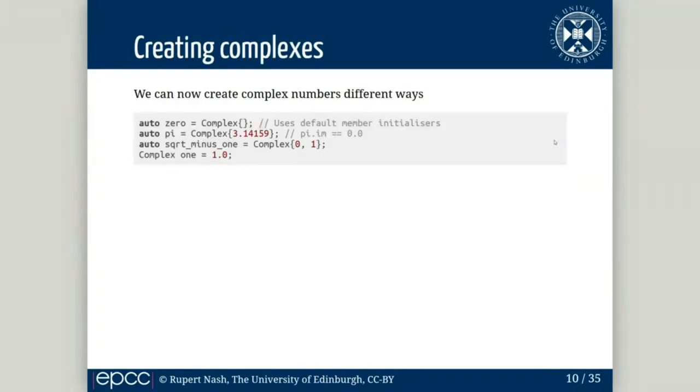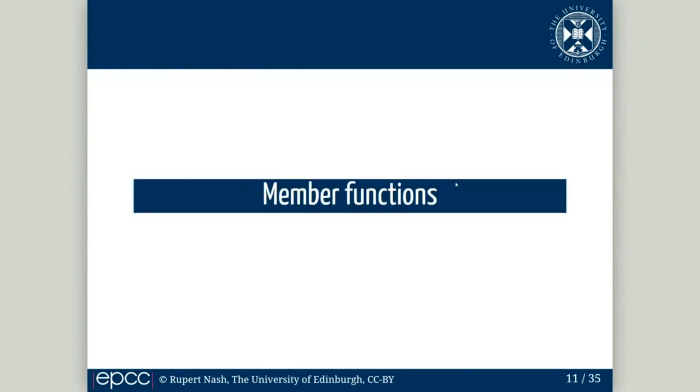So now we can create complex numbers in different ways. As we can see, we can use the default initializer. And that's going back to the point I made earlier, the discussion we had on string. Or we can give it a value, as we do there with pi. And we've got another example where we pass the two member fields.